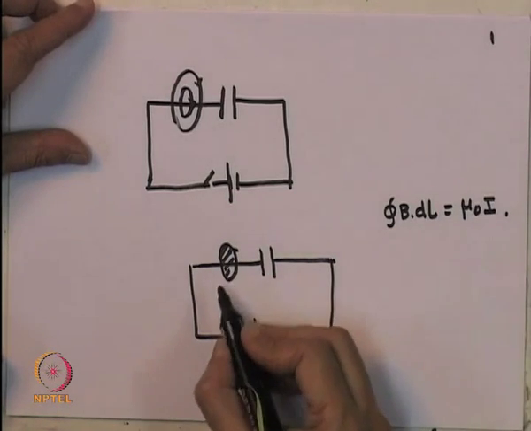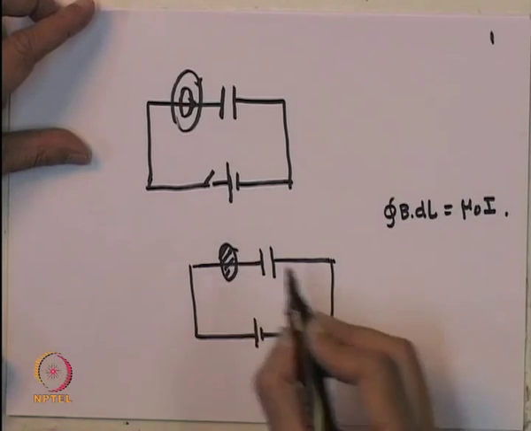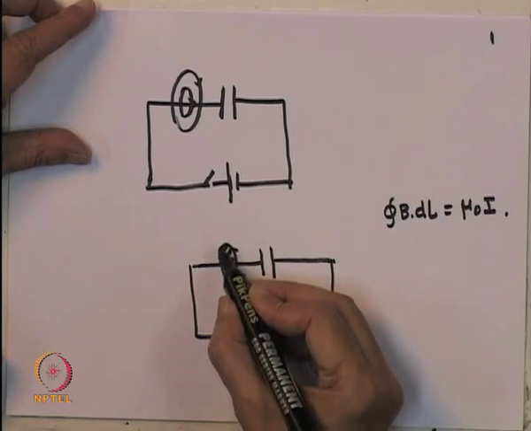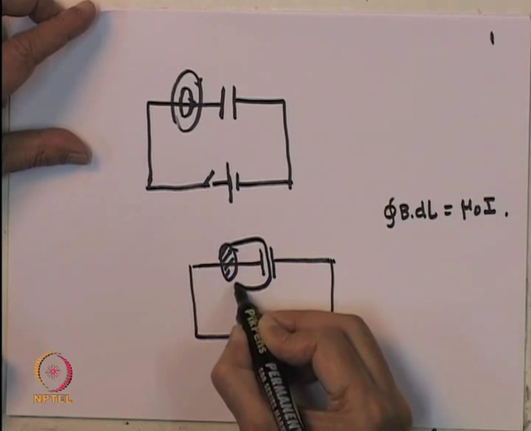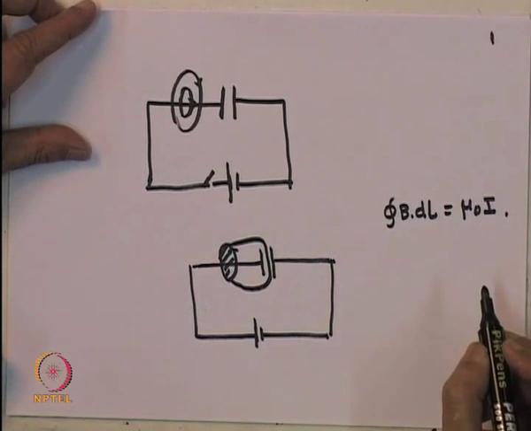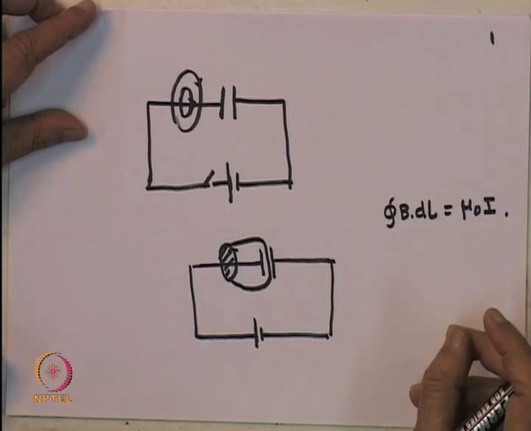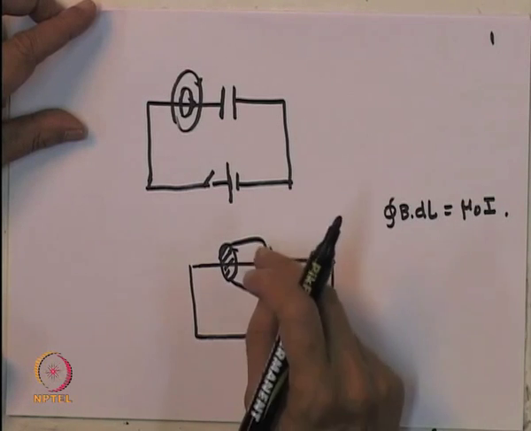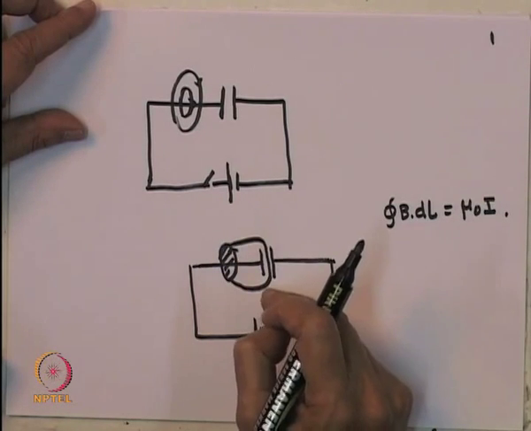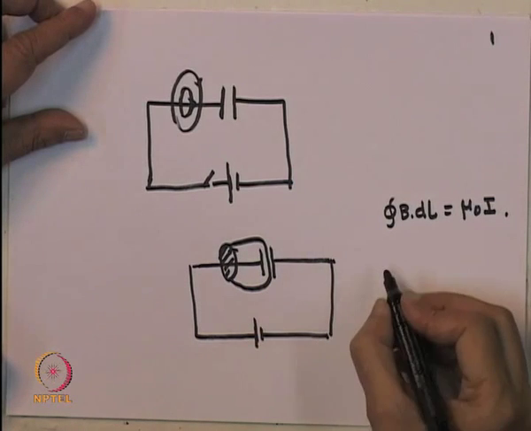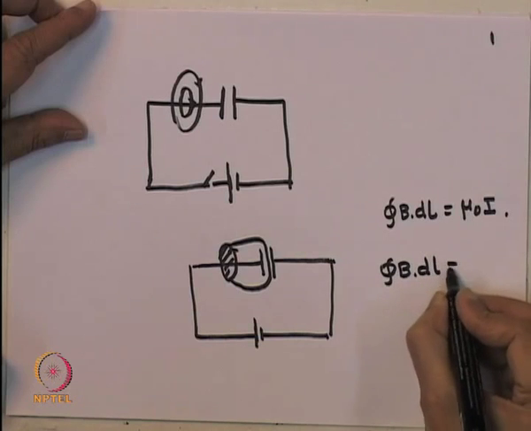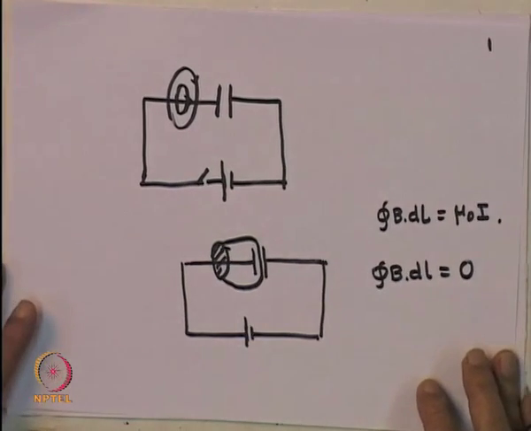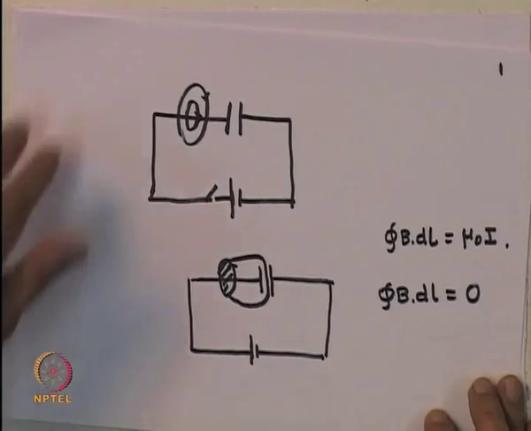So, the point is that if you take this surface, it is mu 0 times I, but on the other hand, if I had the same loop, but I considered a surface like this, like a pot, then because there is no current flowing through this surface, what I get is the integral of B dot dl will be equal to 0 through the second surface. Now, this of course tells me that there is an inconsistency in the way we interpret this law.